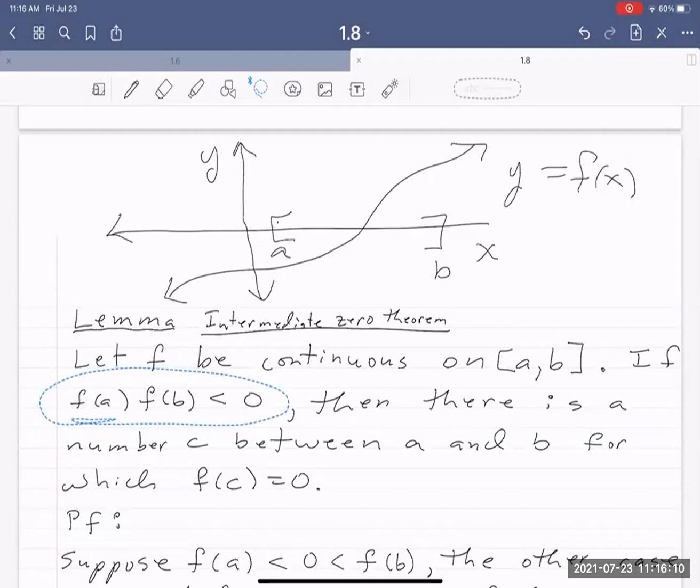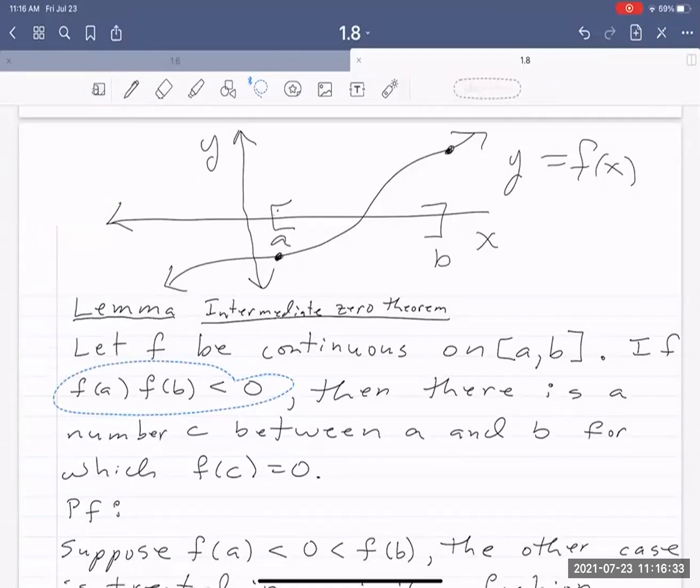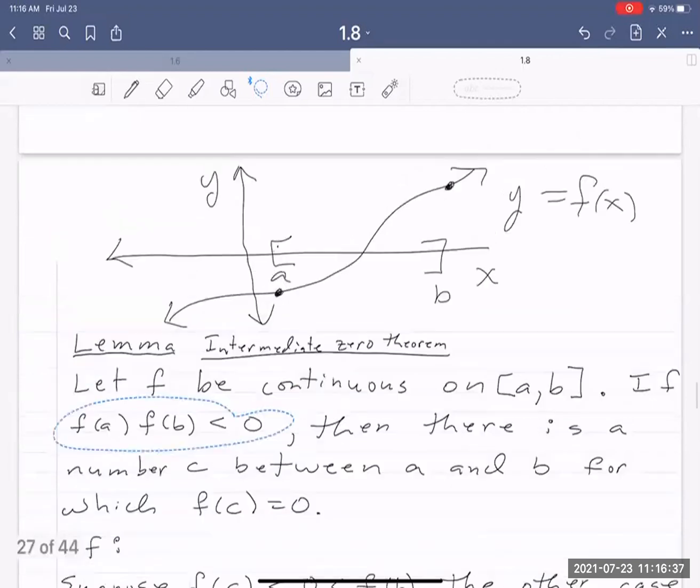Next, f of A times f of B is less than 0, meaning that at this endpoint, it's negative. At this endpoint, it's positive. Negative times positive is negative. So this is saying that the values at the endpoints have different signs.